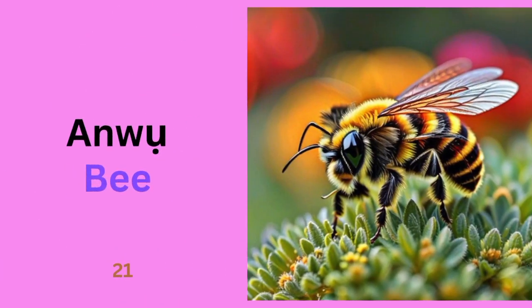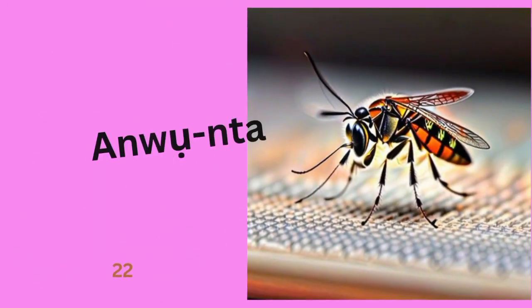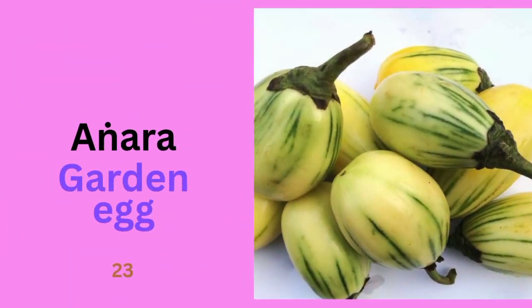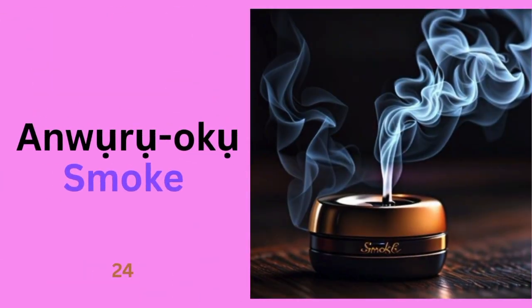We have anwu, bee. Move on to the next. Number 22. Anwunta, mosquito. Let's move to 23. Anyara. Look at the sound. Anyara. This is not anwala. Anyara, garden egg.